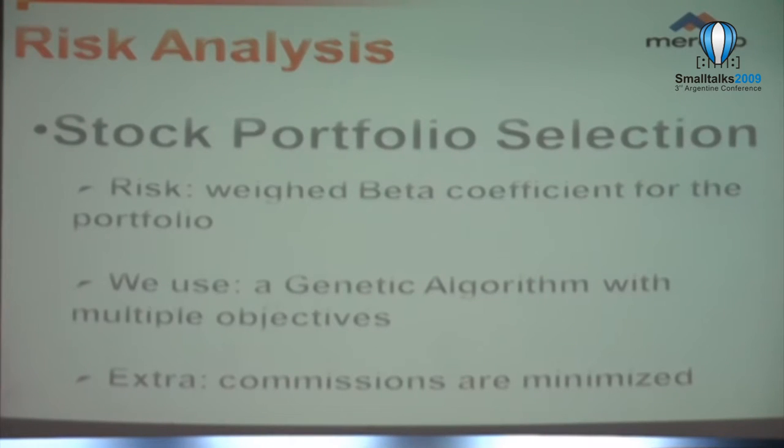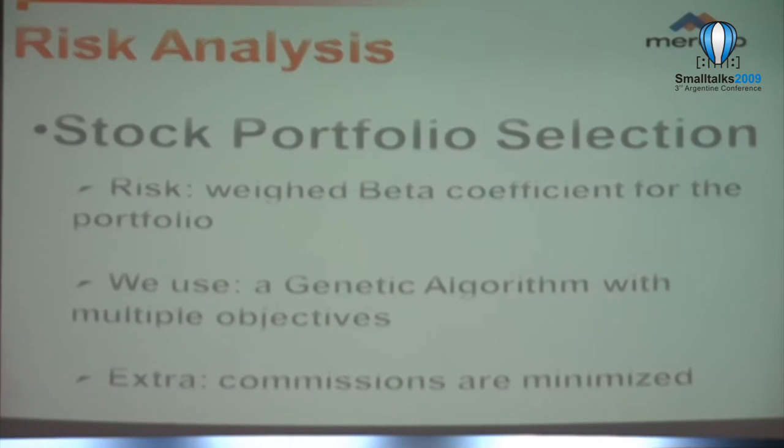But the risk here that we chose was this beta coefficient for the portfolio weight across all your stocks. So what you are doing is really stock portfolio selection up to now. And what we are using to create this proposal, this suggestion of a portfolio with a certain risk, is a genetic algorithm which has multiple objectives.